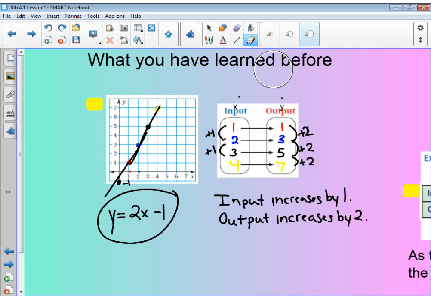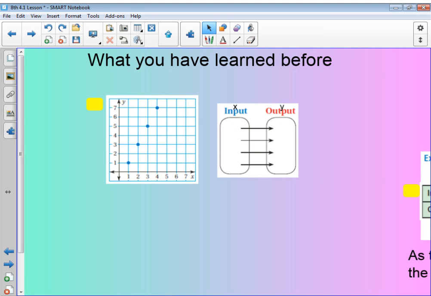So that's pretty much it for the fair game review. You'll just be working with understanding inputs and outputs, that your inputs are your x's and your outputs are your y's.